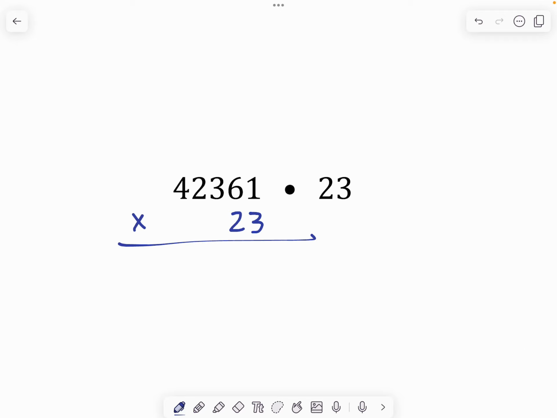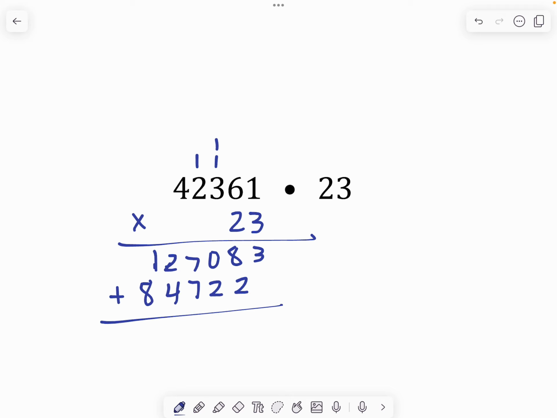And then we would first do the 3 times everything. So 3, 18, carry the 1, 10, carry the 1, 7, and 12. And then we would do the same thing for the 2. So 2, we'd have 12, carry the 1, 7, 4, and 8. And then after you have those numbers, you'd go ahead and add. So we're going to do that same process for multiplying in other number bases.